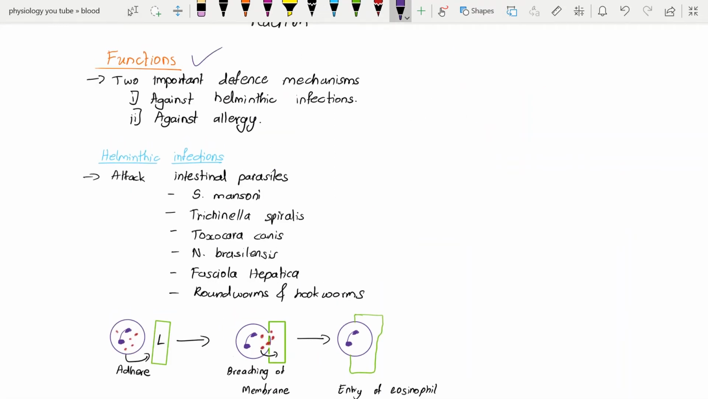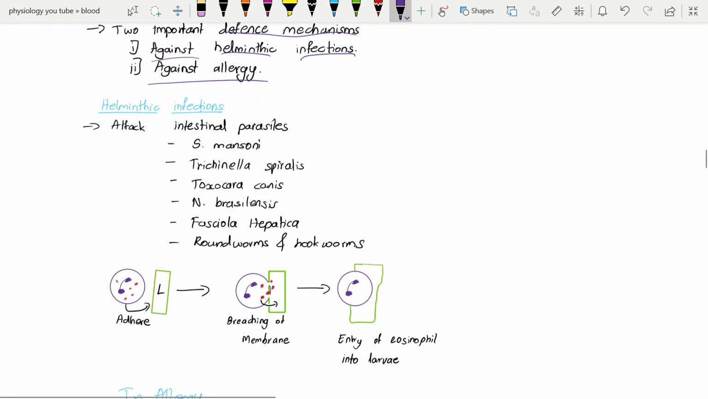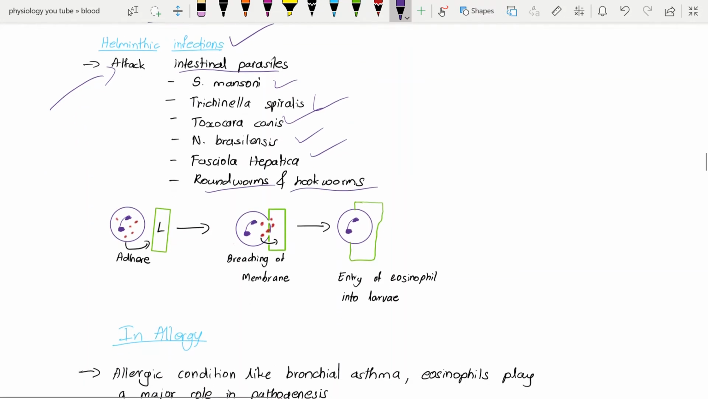Functions of the eosinophils. There are two important defense mechanisms: against helminthic infections and against allergy. Firstly, we will discuss helminthic infections. Eosinophils attack intestinal parasites such as S. mansoni, Trichinella spiralis, Toxocara canis, N. brasiliensis, Fasciola hepatica, roundworms, and the hookworms.